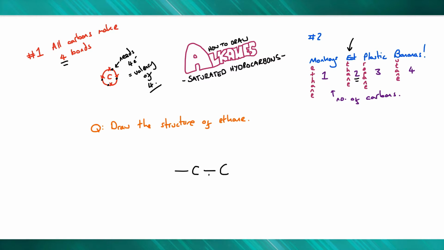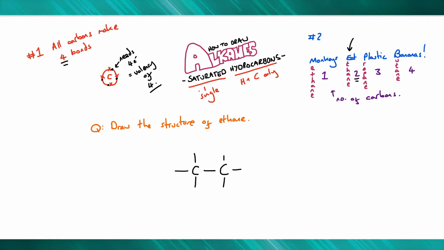Now this is saturated, so we must all have single bonds. So I draw a line between my 2 carbon atoms, that's 1, and then 3 other lines coming out to make 4 bonds. I do the same for my second carbon atom, so again I've got 4 bonds coming out. I make sure they are all single bonds, which they are, and then I've got a hydrocarbon. We know that's what an alkane is, a saturated hydrocarbon.